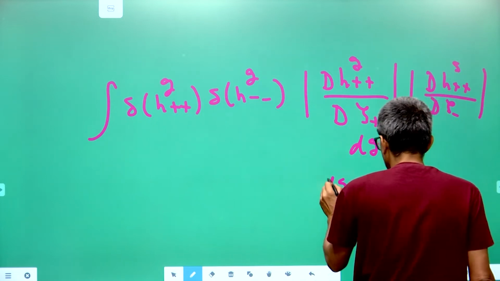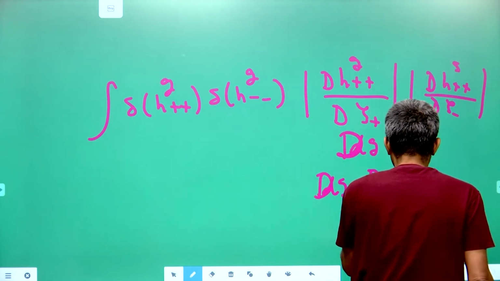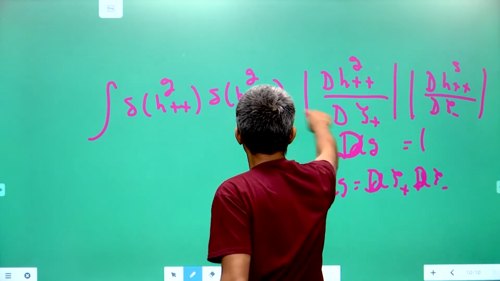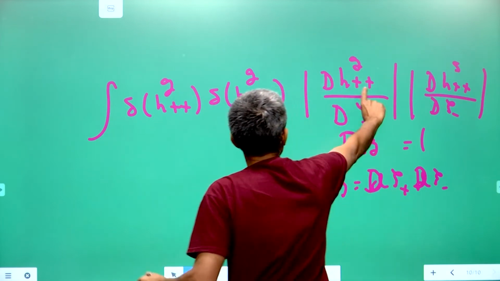So this is a path integral. You write capital D g is capital D h plus plus, D xi plus plus, D xi minus minus. So this is 1. By making a change of variables, I can write the delta function identity in this form. So what is this determinant?